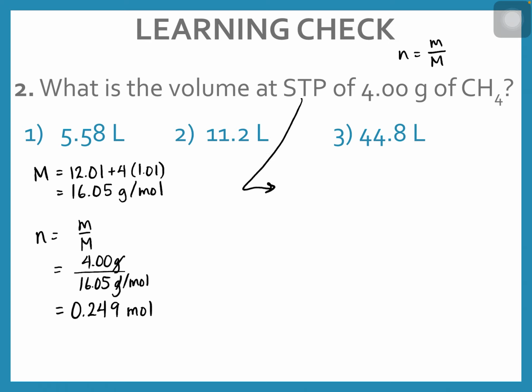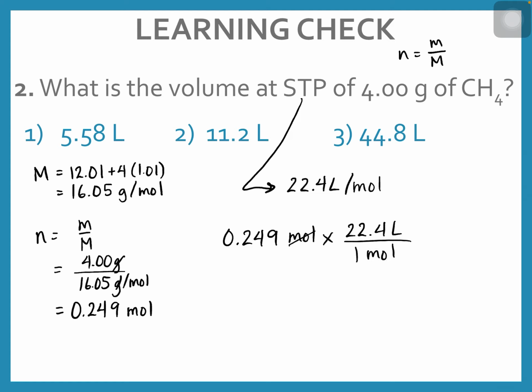And at STP, this means that 22.4 liters is how much 1 mole of methane gas would take up. So I'm going to use that relationship here. So I have 0.249 moles. And I want to find the volume, so 22.4 liters on top and 1 mole in the denominator. And when I calculate that, that gives me 5.58 liters. So 4 grams of methane gas at STP will take up 5.58 liters of space.